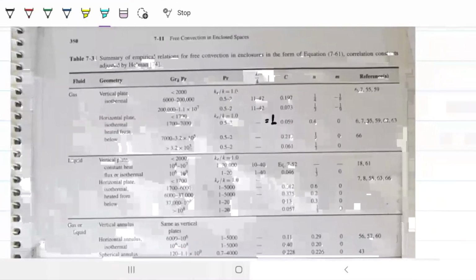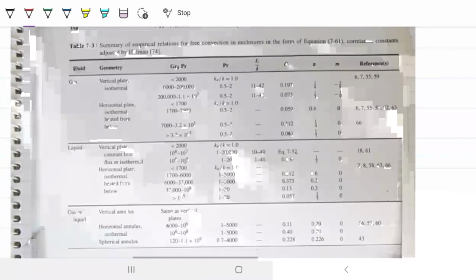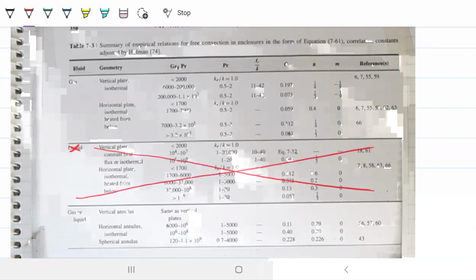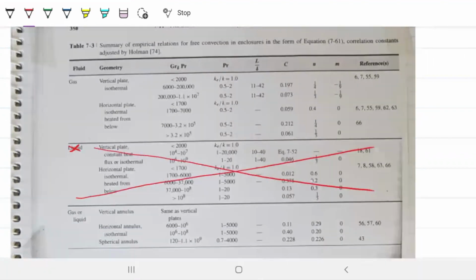I'll be looking at table 7.3. This is a photo from my notebook, which is a scan from the actual book. You should have this table in your lecture slides, so you don't have to rely on this. We have two horizontal plates. We're dealing with air, so we're not interested in the liquids one, which we can disregard. So we have air and horizontal plates, heating from below. That's our case, and we're happy with this table.